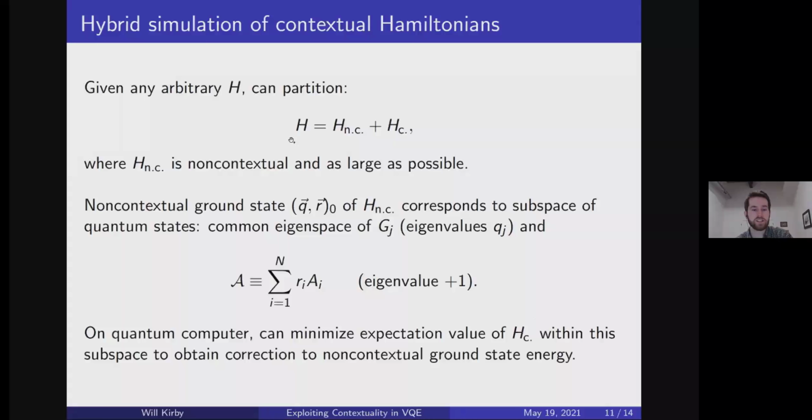And we can choose the non-contextual part to be as large as possible using some norm of our choice and maybe some heuristic. And again, ask me about that later if you're interested in how to choose this. And then we can use our classical method to approximate the ground state energy of the non-contextual part, just the H sub nc. And we could just take that as an approximation to the ground state energy of the full Hamiltonian, given that hopefully the non-contextual part covers a lot of the Hamiltonian.